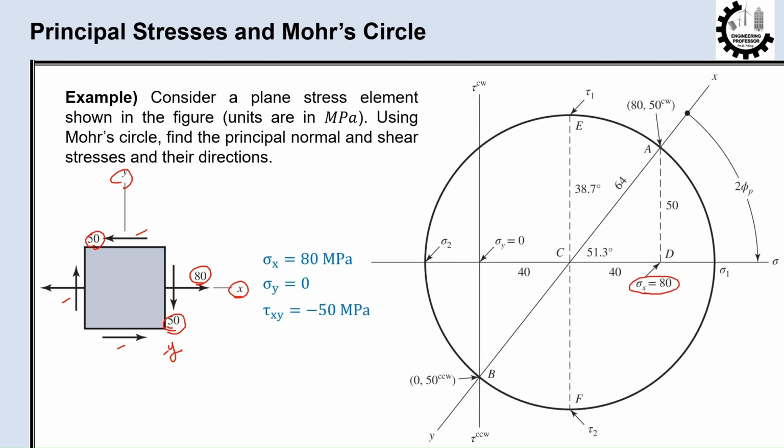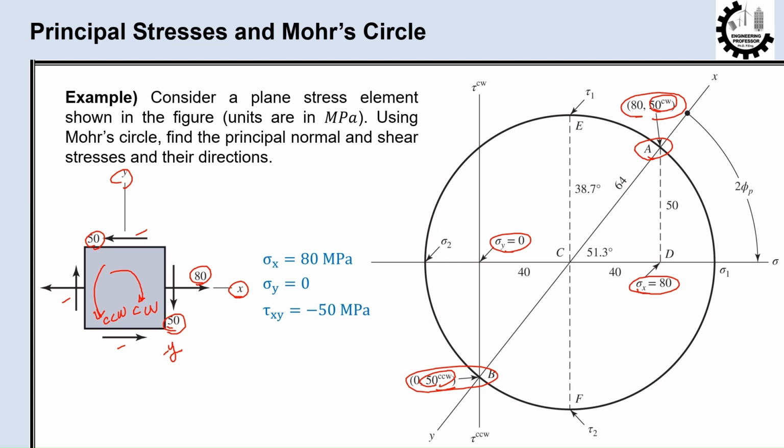On the x face of the element, the shear stresses tend to rotate the element clockwise, so we go 50 units in the upwards direction. This will locate point A on the circle. On the element's y face, we have sigma y equals 0, and the shear stresses of 50 megapascals tend to rotate the element counterclockwise. So we go 50 in the downwards direction to locate point B.